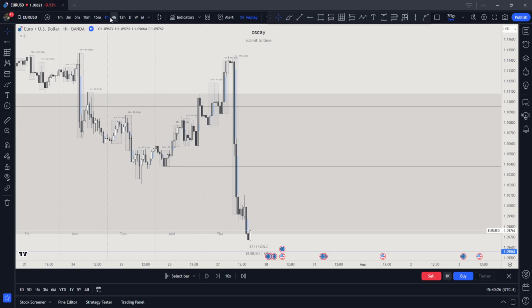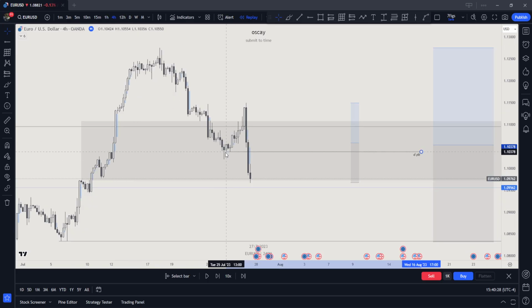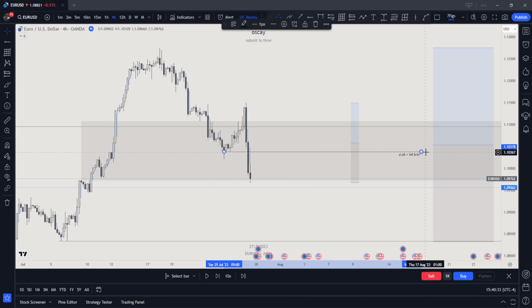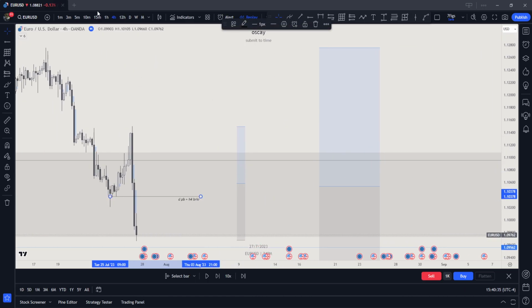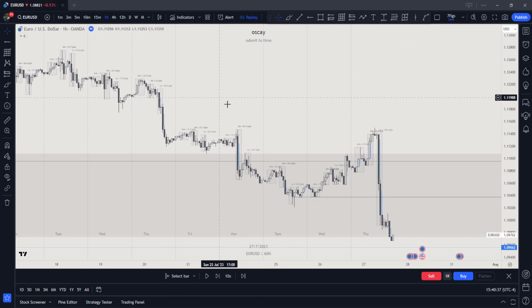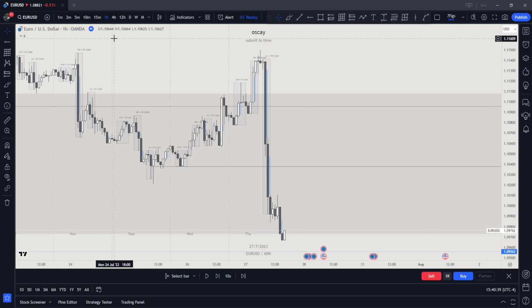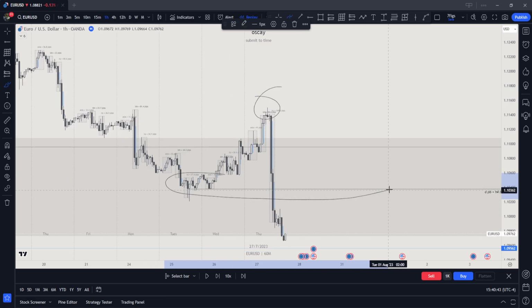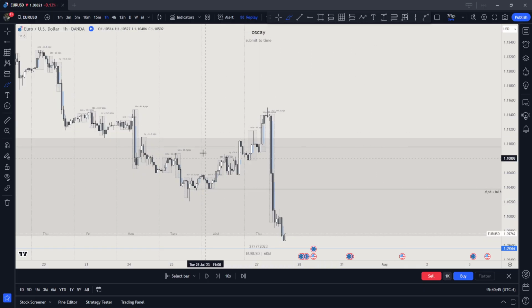And this daily propulsion block is beautifully aligning with this H4 breaker pattern. I'm going to be looking for shorts there. Now, if this is a market maker model, this is the smart money reversal, then this, the first stage, is going to be happening around here at the breaker.